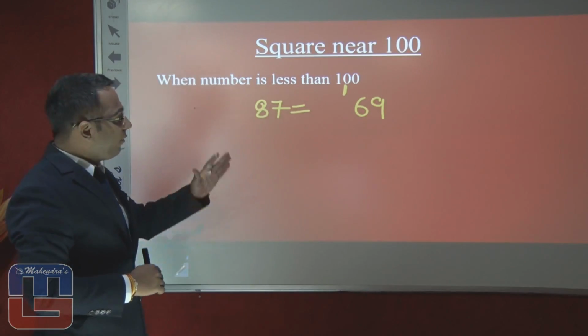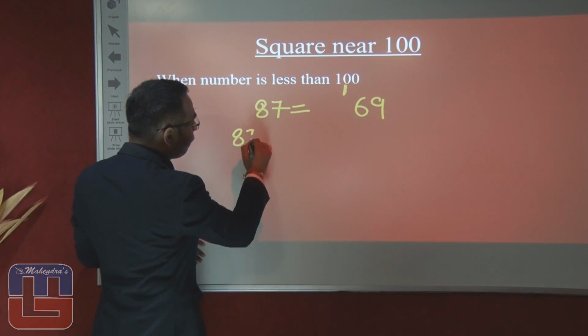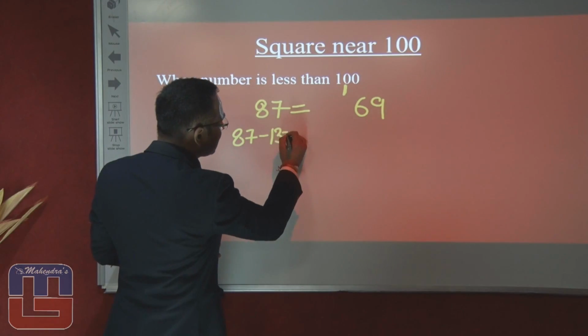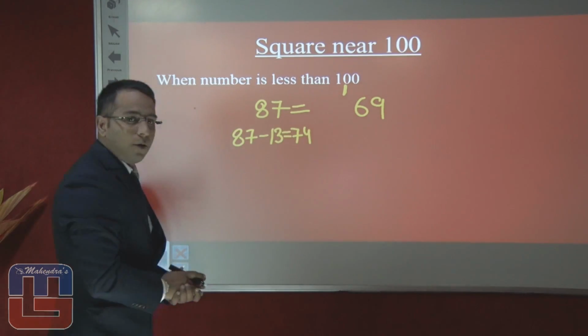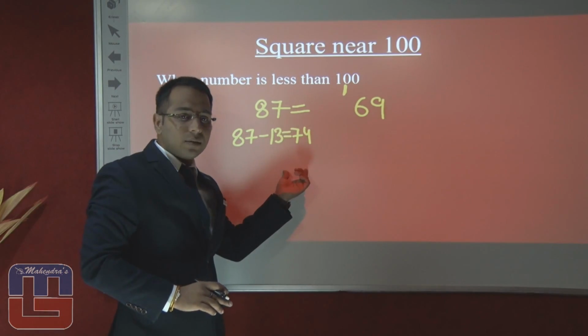Now what we will do? We will subtract 13 from 87. When we subtract 13 from 87, we get 74. Fine. But we have 1 carry here. So we will add this, not subtract.